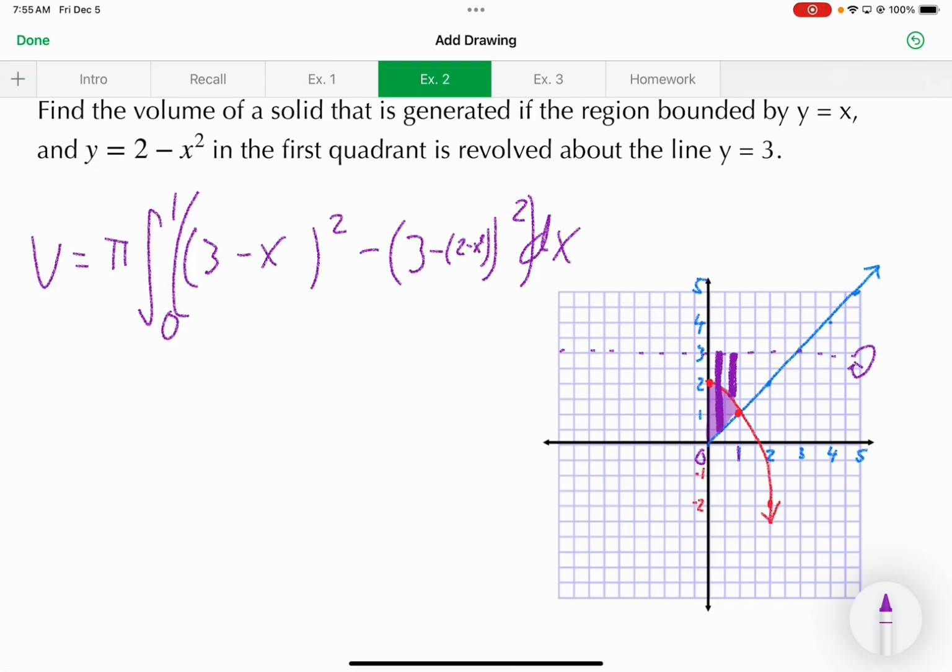Some more things you'd actually have to expand out, but definitely something you guys can handle. Okay, but again, setup is the most important part.